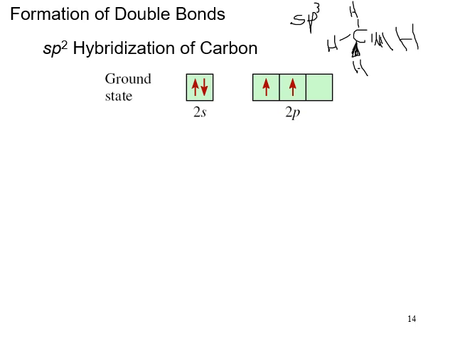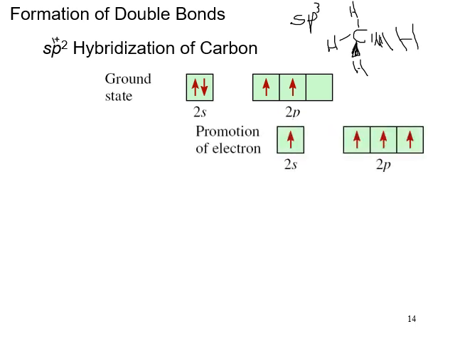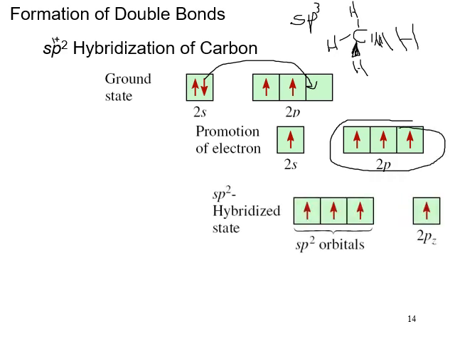sp2 hybridization is where you have 3 bonds. Remember, 1 plus 2 equals 3. So if you just have carbon here, think about doing the hybridization again where you promote one of them. If I do that, then I have 3 of these that could possibly form bonds. But when we look at them as hybridized, they get renamed.